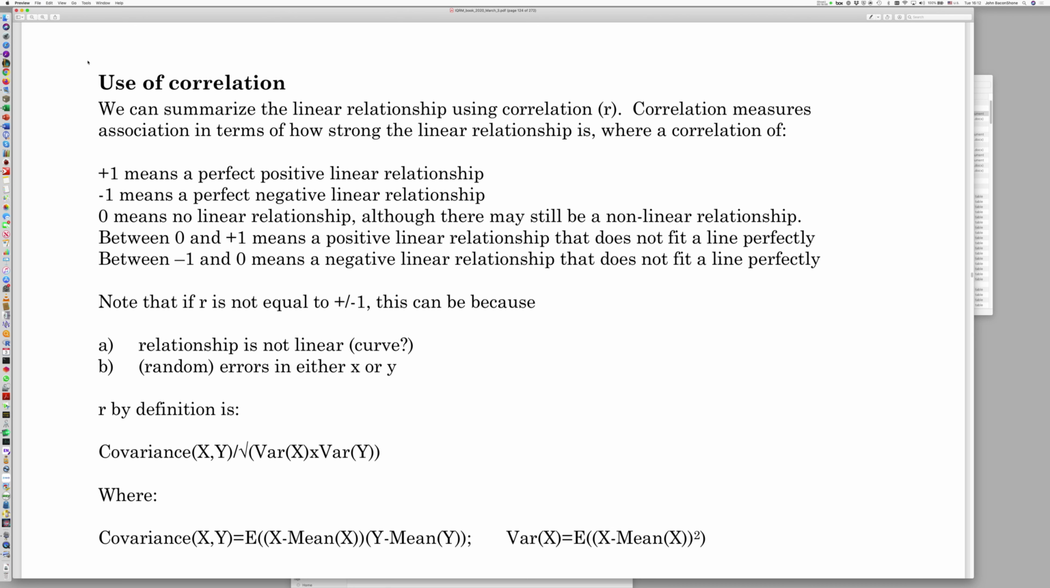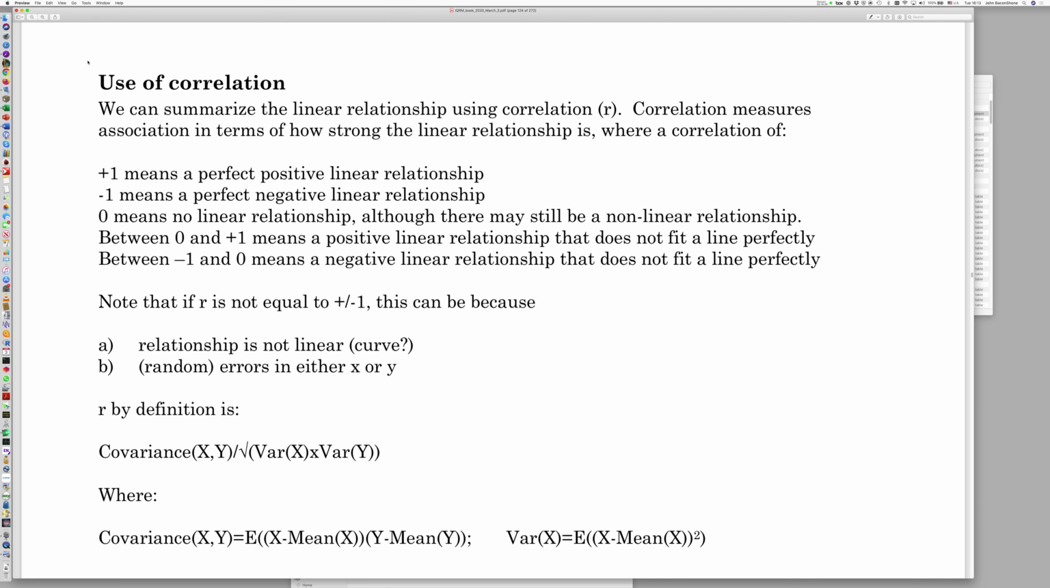So correlation measures association in terms of how strong the linear relationship is, where a correlation of +1 means a perfect positive linear relationship. A correlation of -1 means a perfect negative linear relationship. 0 would mean there is no linear relationship at all, although there may still be a nonlinear relationship. So clearly between 0 and +1 would mean a positive linear relationship that does not fit perfectly. Between -1 and 0 means a negative linear relationship that again does not fit a line perfectly.